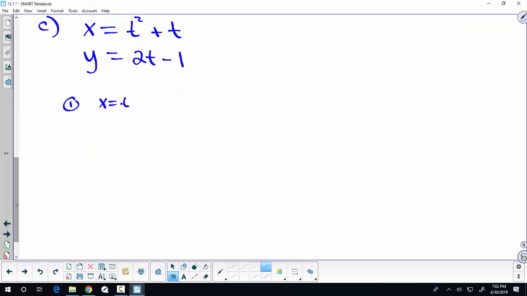So we could take this equation, solve for t, and plug in y equals 2t minus 1. So we'll do that one first, and then we'll do, I guess, the opposite. Take y, solve for t, plug into x. So x equals t squared plus t.